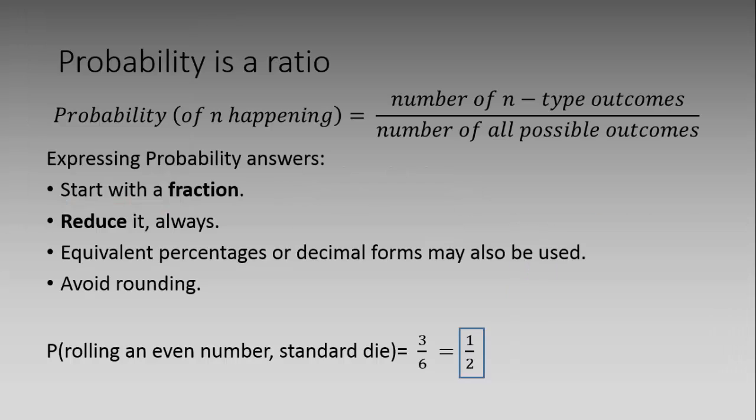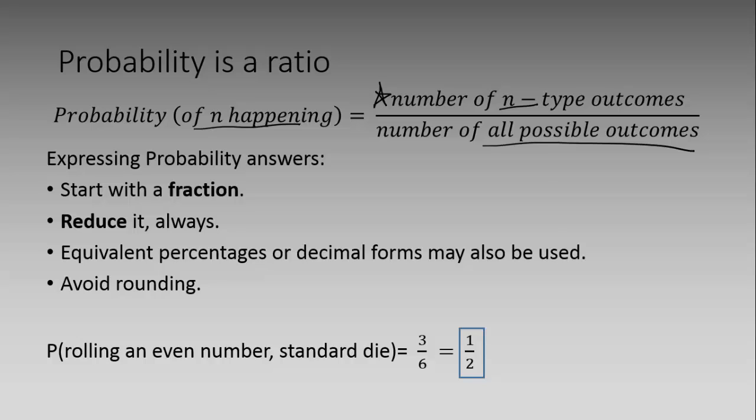Probability a little deeper. Probability is a ratio, so that fits great in this unit. If you want to know the probability of something, let's call it n, happening, then you make a ratio out of the number of outcomes that look like n. I'm calling it the number of n-type outcomes. Any outcome that satisfies this goes in the top, divided by the number of all possible outcomes. And this gives us a ratio that expresses how likely it is that n will happen.